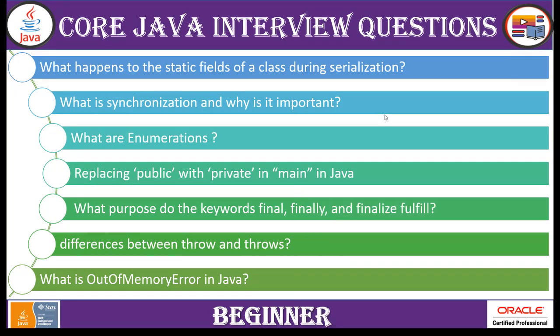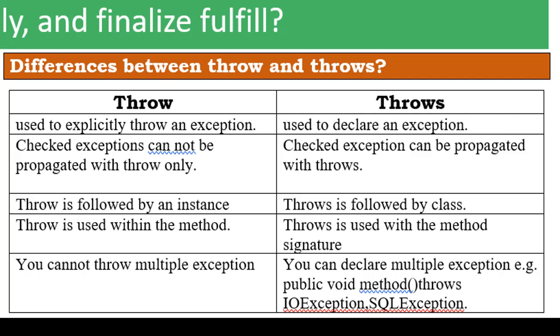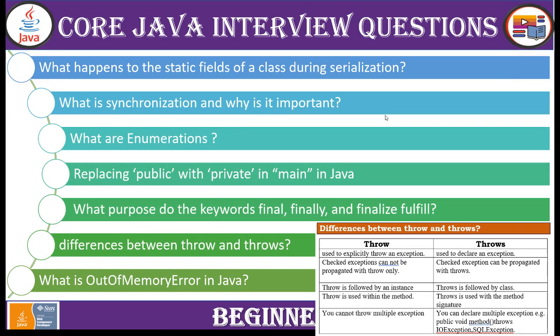What is the difference between throw and throws? That comes in exceptions, where throw is used to explicitly throw an exception, whereas throws is used to declare an exception. Checked exceptions cannot be propagated with throw only, whereas checked exceptions can be propagated with throws. Throw is followed by an instance, whereas throws is followed by a class. Throw is used within the method, whereas throws is used with the method signature, like SQL exception, IO exception, and many more. So you can mention it in the class definition.